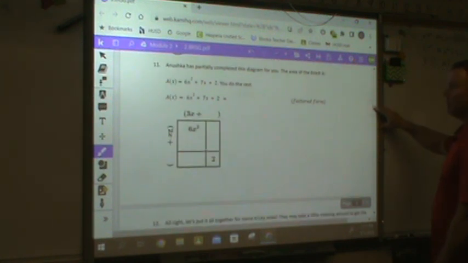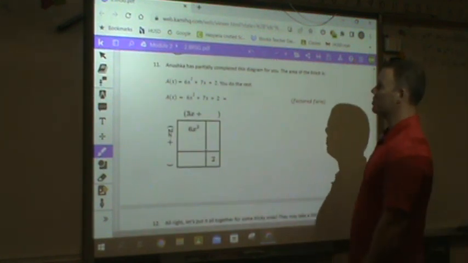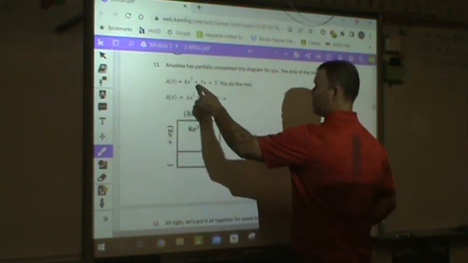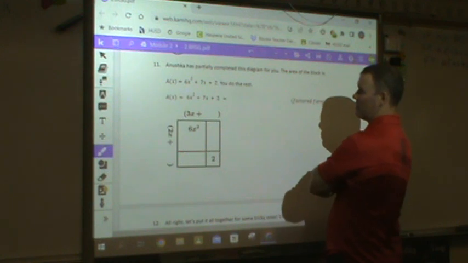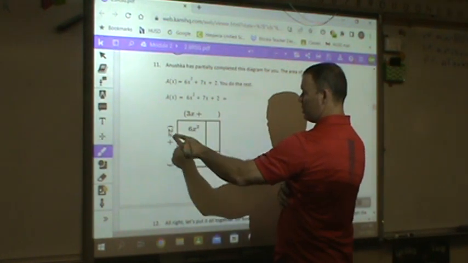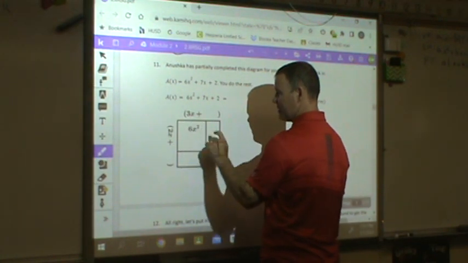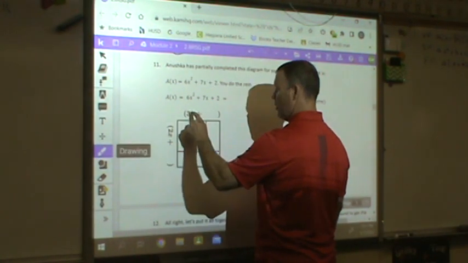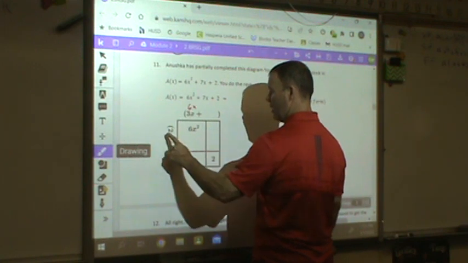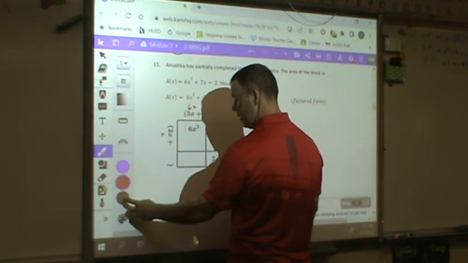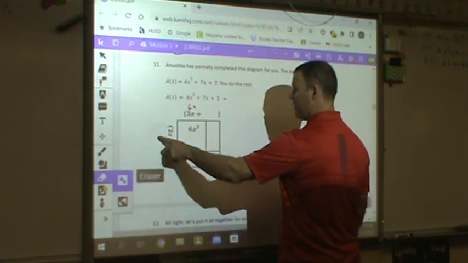So how about 11? Okay, Anushka partially completed this diagram for you. The area of the block is here. So 6x squared plus 7x plus 2. Notice she did part of it for you. Very good. How else could this have happened? How else do I get 6x? I could have put 6x up here, and I could have put x over here. That's another possibility when using the box method.